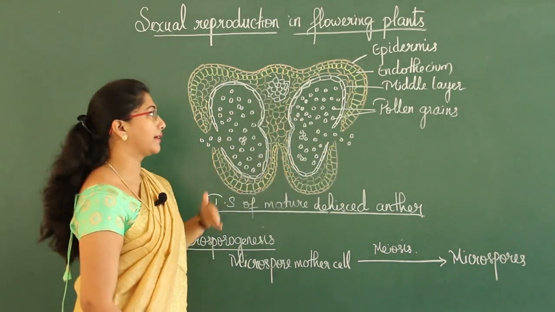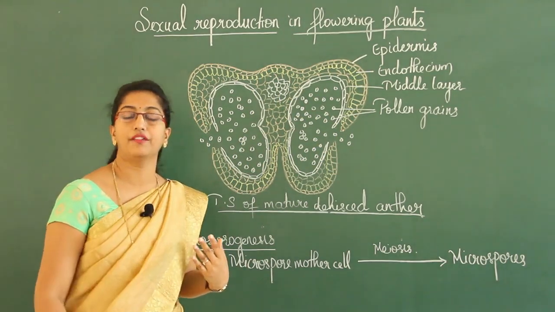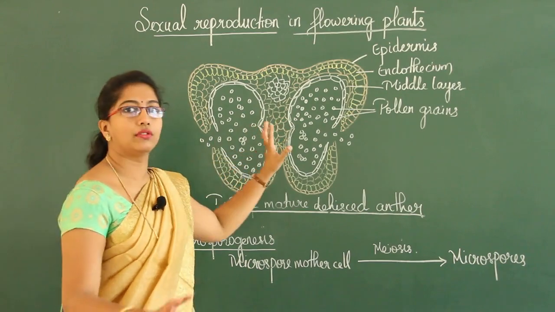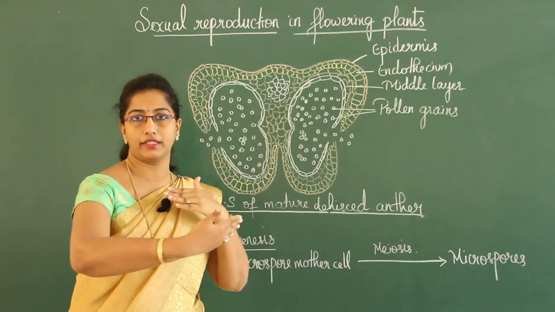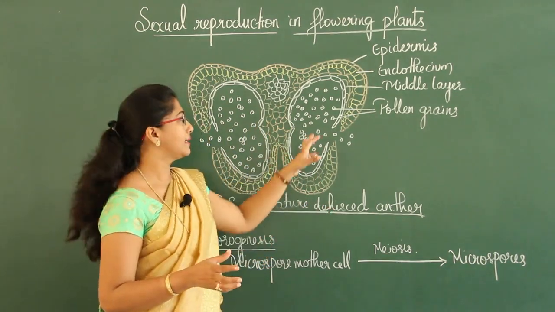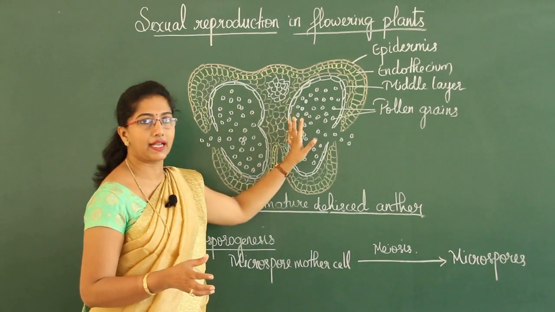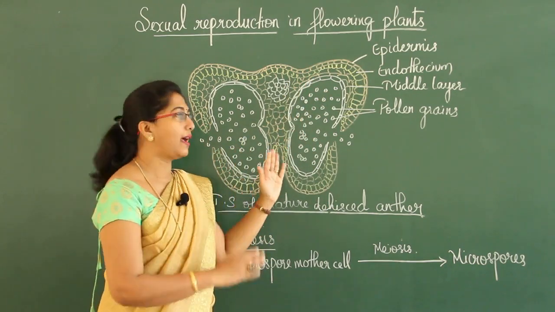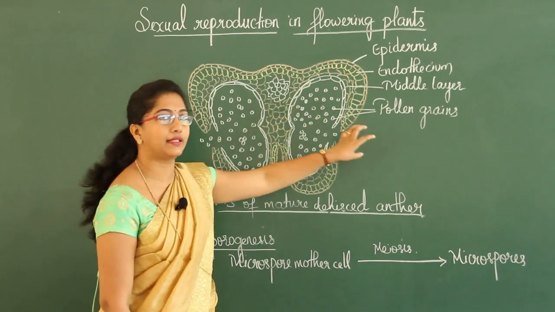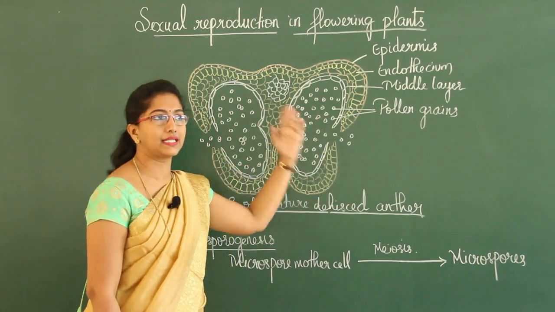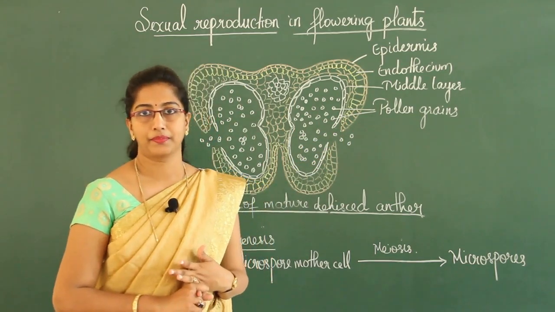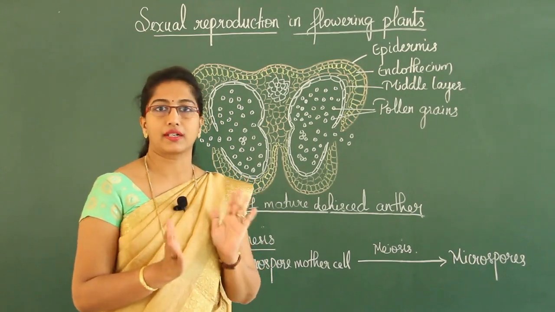This is a diagram which you need to draw for a 5 marks question. The changes, you just need to compare with the young anther and compare it to this, you will see the difference. No microsporangia here, it's a pollen sac which is filled with pollen grains, and it is open, that is it is dehisced anther, to release the pollen grains. This is the structure of TS of mature dehisced anther. We studied about the structure, fine.